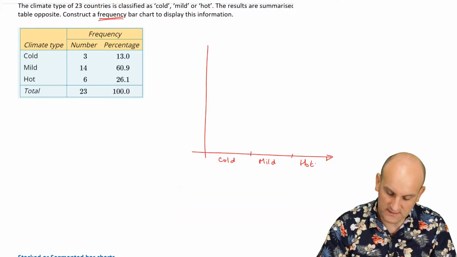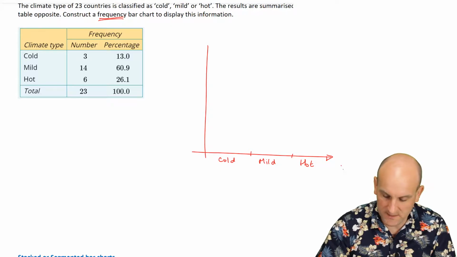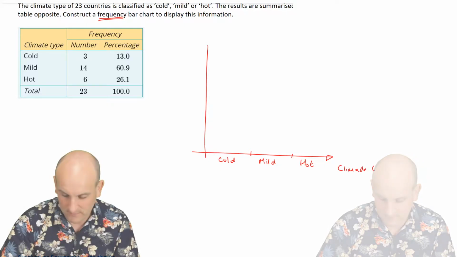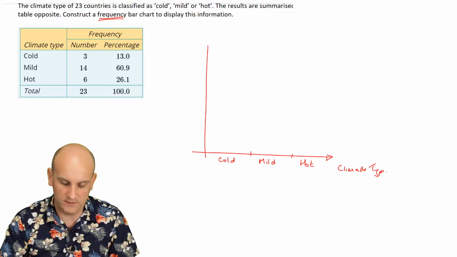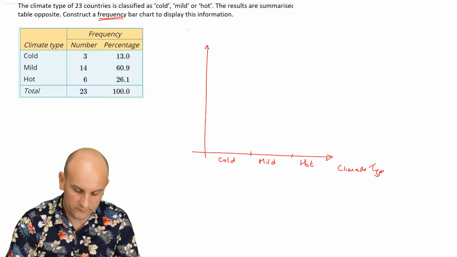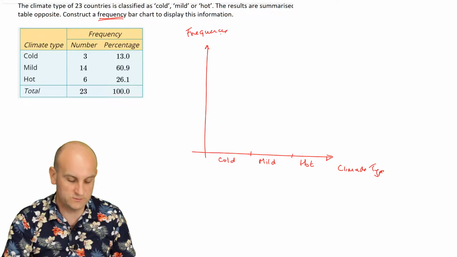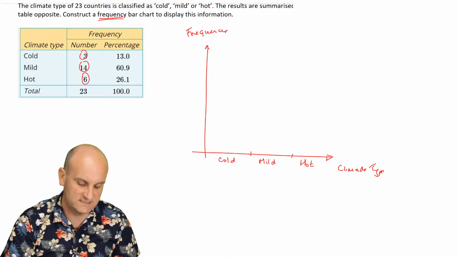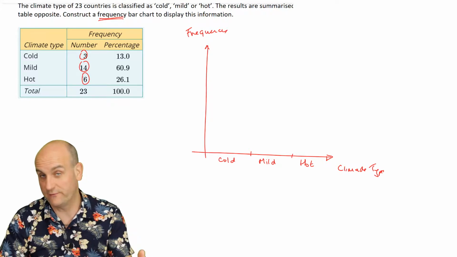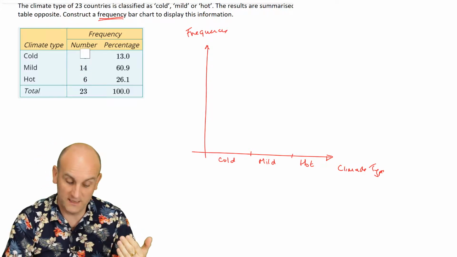What goes up the side? So this is my category, and we must label it as climate type. Sorry, today my handwriting is shocking. Up the side goes my frequency. So up the side, I'm going to write frequency. And we need to know the numbers. Well, the frequencies are 3, 14, and 6. What's the highest frequency? It's 14.